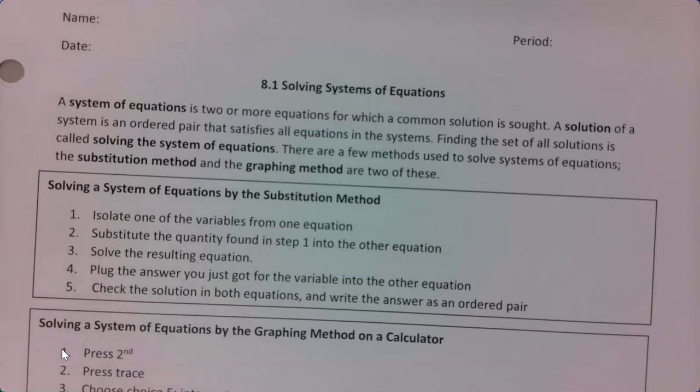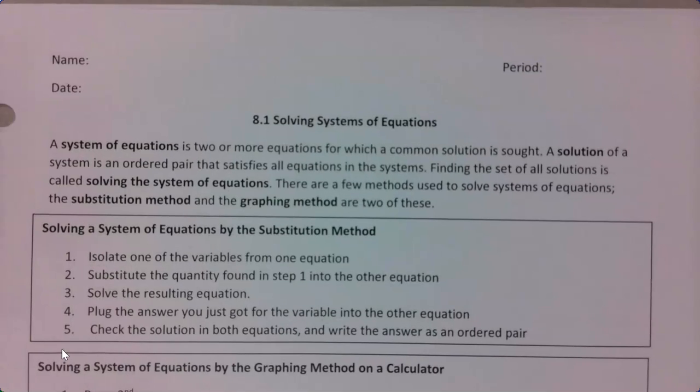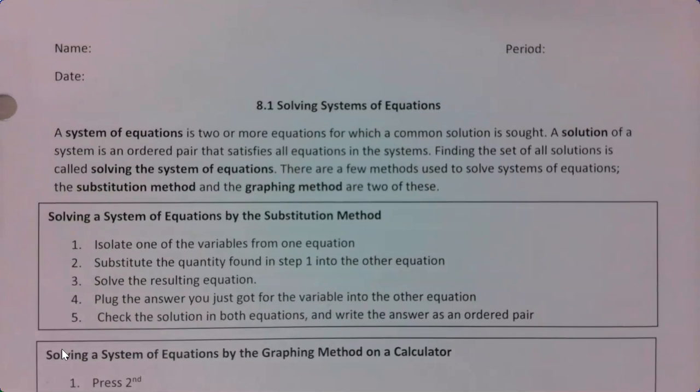Okay, so today we're starting chapter 8, and specifically we're solving systems of equations. Systems of equations are two or more equations that have two or more variables, and you're trying to find where they cross. Remember, your answer should be a coordinate point, and that's telling me where the two lines are crossing.